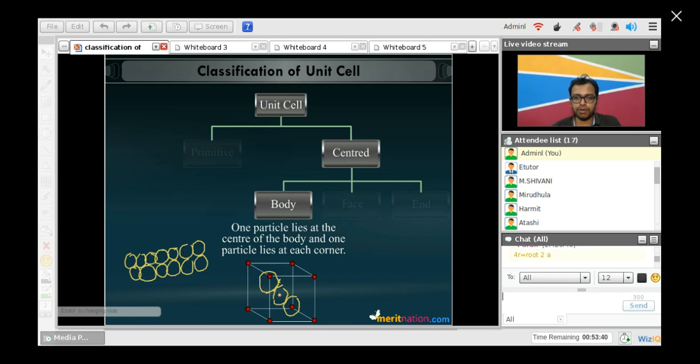What is the relation between the radius of the atom and the edge of the unit cell in case of body center? 4r is equal to root 3a, right? Does everyone know about it, or do I need to explain how it comes out like that? I can explain it. Okay, let's see.